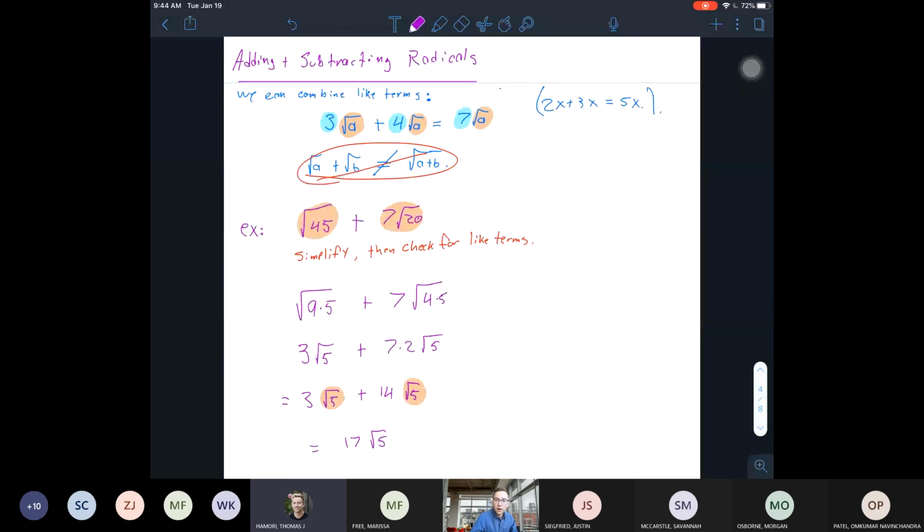Yes, Jake, you only add the radicals once you find the like terms. That's exactly right. We can't add them in their original state because they're incompatible. So we have to simplify first and then look for compatible terms.